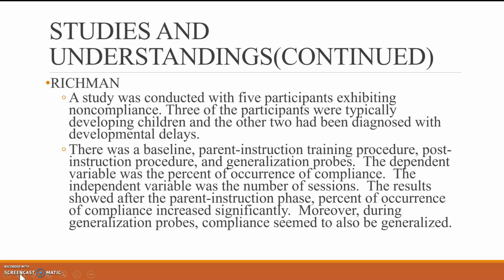Richmond conducted a study with 5 participants exhibiting noncompliance. Three of the participants were typically developing children, and the other 2 had been diagnosed with developmental delays. There was a baseline, a parent instruction training procedure, a post-instruction procedure, and generalization probes. The dependent variable was the percent of occurrence of compliance. The independent variable is the number of sessions. The results showed that after the parent instruction phase, the percent of occurrence of compliance increased significantly. Moreover, during generalization probes, compliance seemed to be generalized.